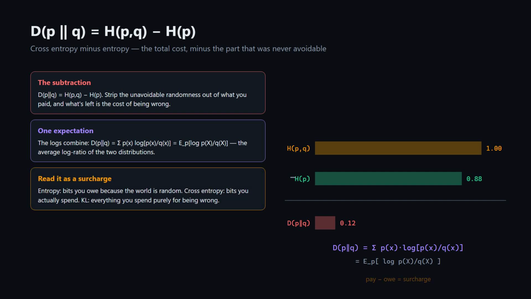Read it as the excess. Entropy is the bits you must pay because the world is genuinely random. Cross entropy is the bits you actually pay. The KL divergence is the surcharge, everything you pay purely for being wrong.